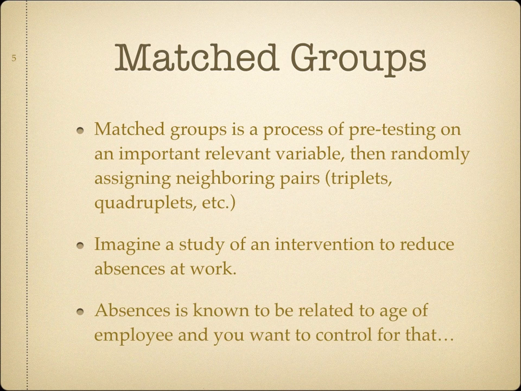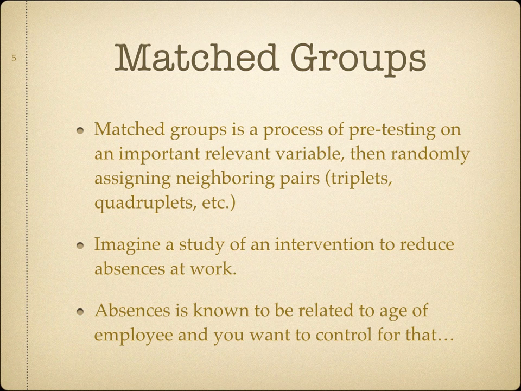Another approach is to use what's called matched groups. Matched groups is a process of pre-testing on an important relevant variable and then randomly assigning the neighboring pairs, or it could be triplets or quadruplets of persons if you have four conditions in the study, and randomly assigning them after you have grouped them into these subsets.